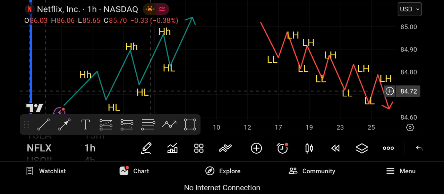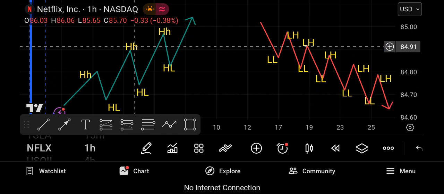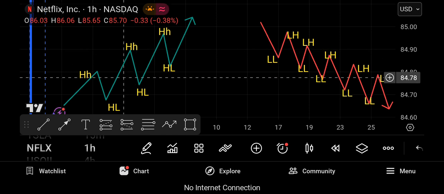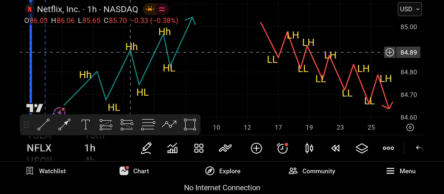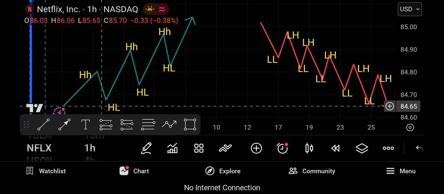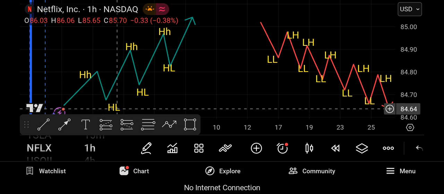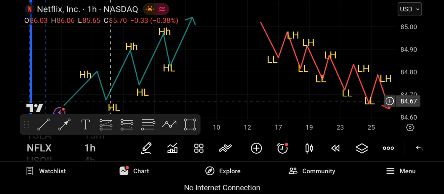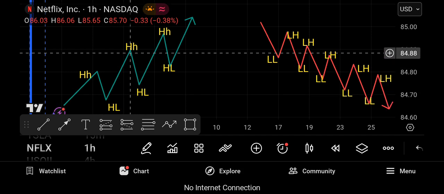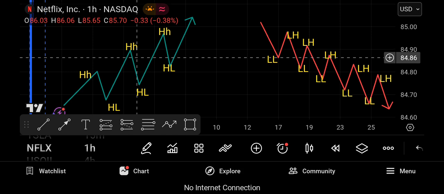And this is where we call it a higher low, and this is where we call it a higher high. The reason why we call this a higher high is because it's higher than this previous high. The reason why we call this a higher low is because this low is higher than the previous low. That is why we call it a higher low, and this one a higher high.